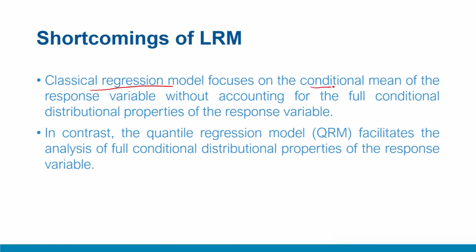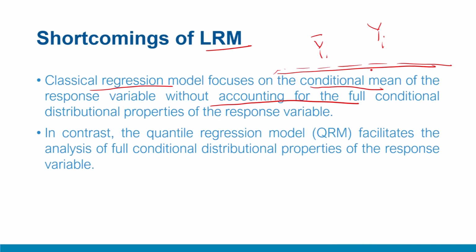It focuses on the conditional mean, or that average, or that y i bar of the response variable. So ultimately you try to estimate the conditional mean without accounting for the full conditional distributional properties of the response variable. Your response variable y i may have a full spectrum of distribution. However, this linear regression model focuses on the mean, the average value of this response variable.